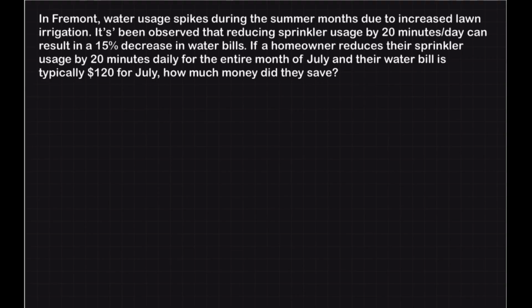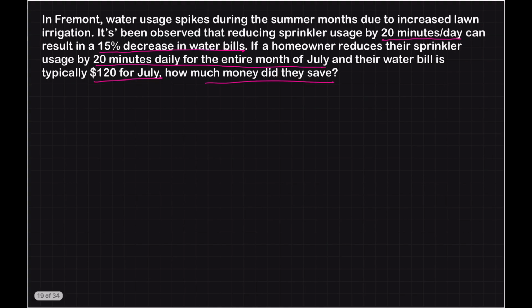So in Fremont, water usage spikes during the summer months due to increased lawn irrigation. It's been observed that reducing sprinkler usage by 20 minutes a day can result in a 15% decrease in the water bill. If they reduce their sprinkler usage by 20 minutes a day for the entire month of July and their water bill is usually $120, how much money did they save?